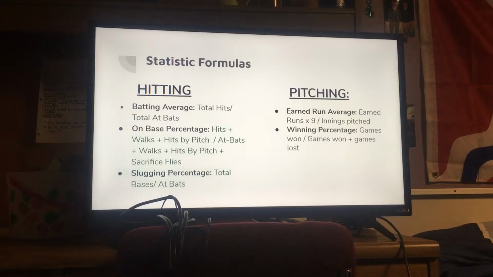Next is the winning percentage. Obviously, everyone wants to win, and you want to find out what your winning percentage is.